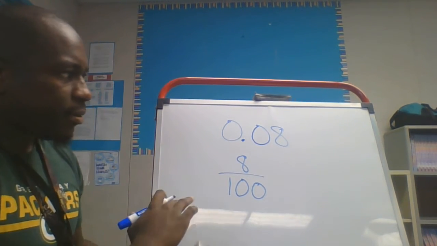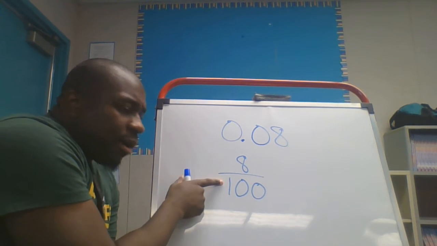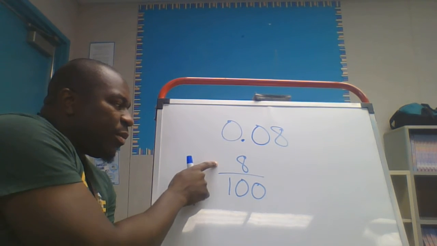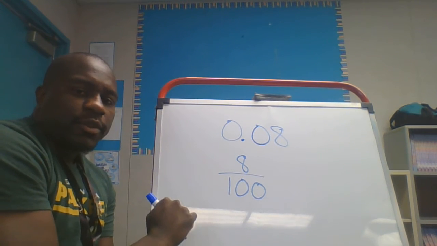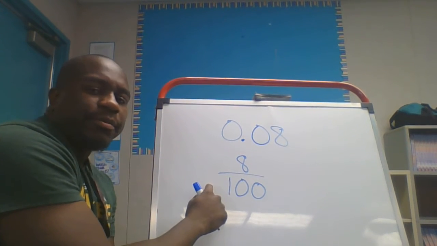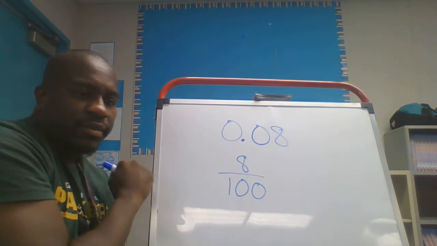And a quick breakdown of how fractions work. This number at the bottom, the denominator, tells us how many we need to put in the numerator to make one whole. So in order to make one whole, you need 100 at the top, 100 at the bottom. Okay, so this is 8 hundredths.